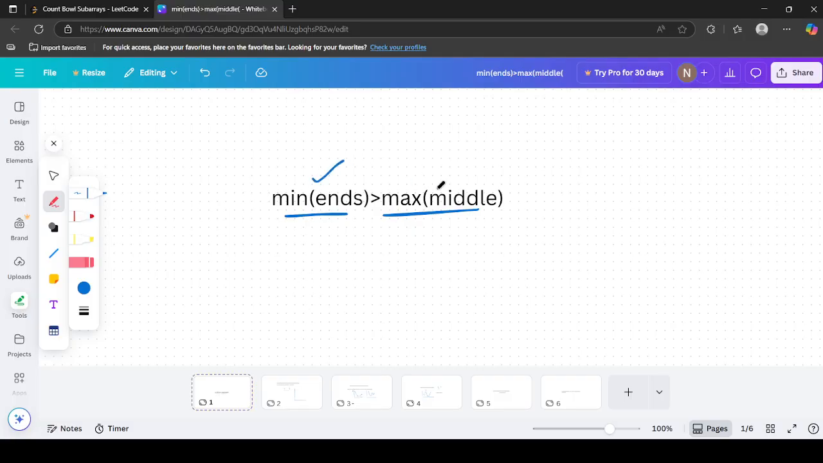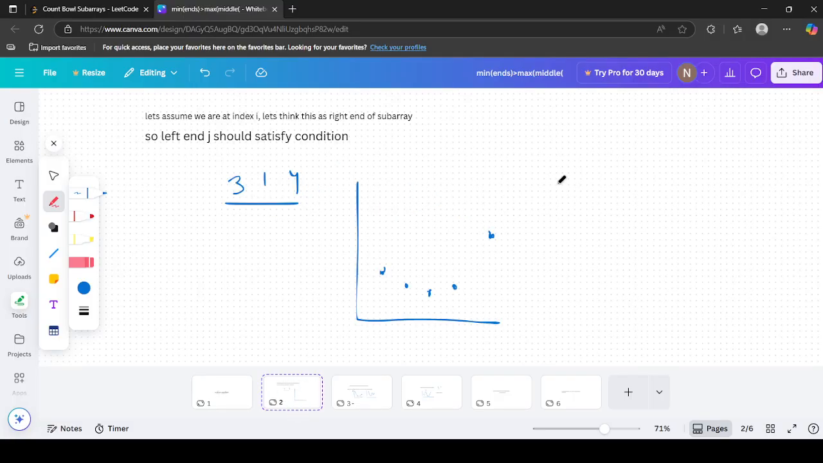So the minimum of ends is greater than the maximum of the middle. For now let's assume that we are at index i and we are fixing the index i as the rightmost index of the subarray. So given i as the rightmost index, we have to find the possibilities for index j in the left such that the given condition is satisfied. So this is an example. This is i and this is j.